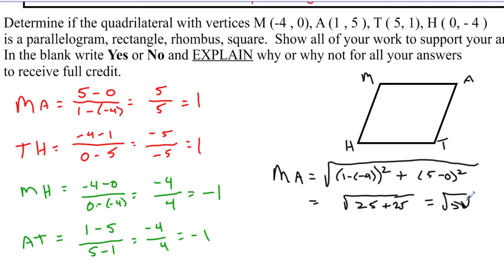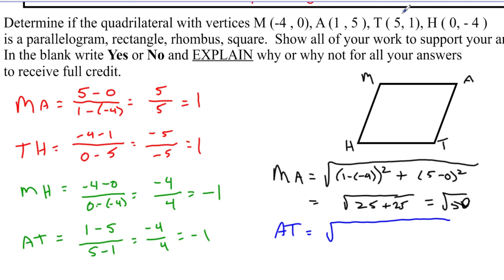And I am not going to even bother simplifying the square root of 50. All I care is that when I check one of the sides that MA is connected to, which I'm going to use AT, when I check AT, it better be a square root of 50 as well. If it's not, we're done. It's not a rhombus. But if they match, then we're actually going to say, yeah, this is a rhombus. So let's check AT.